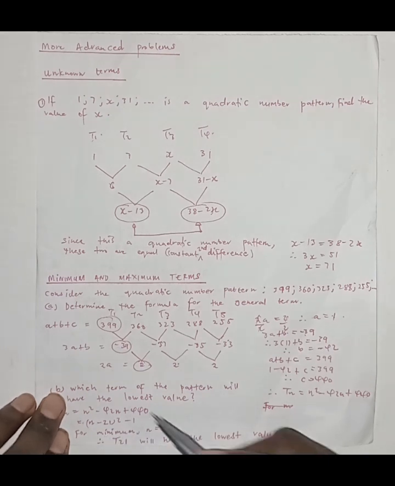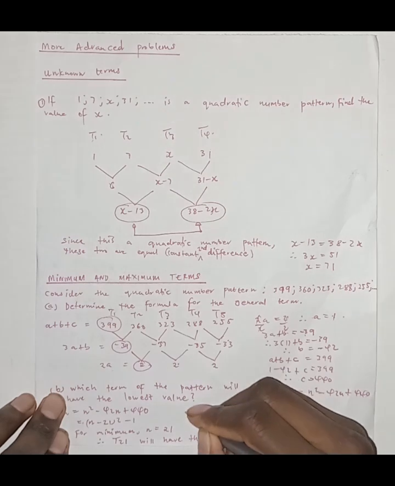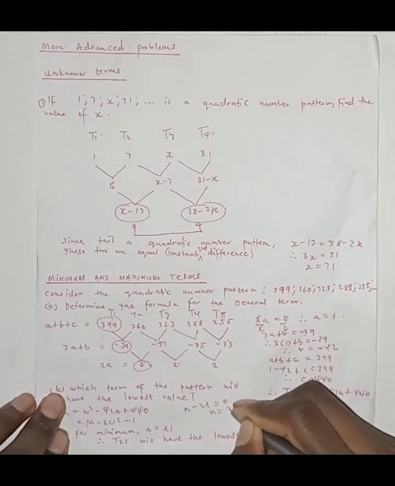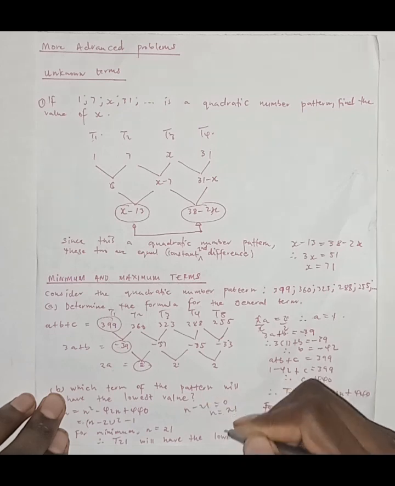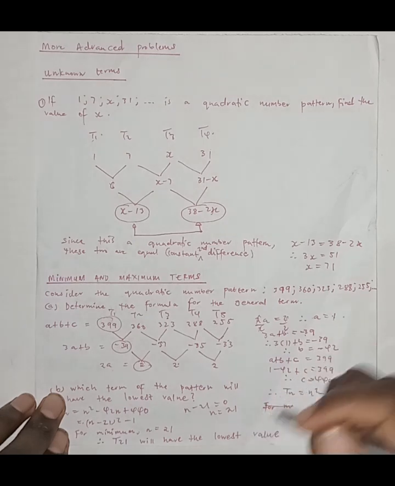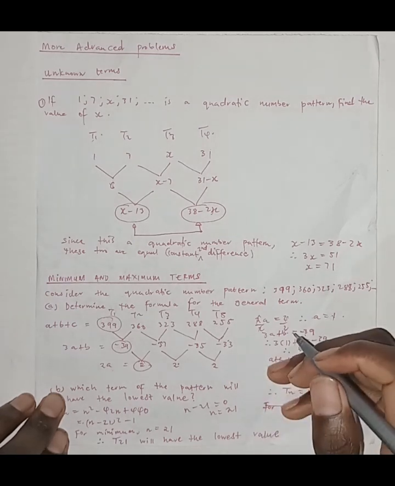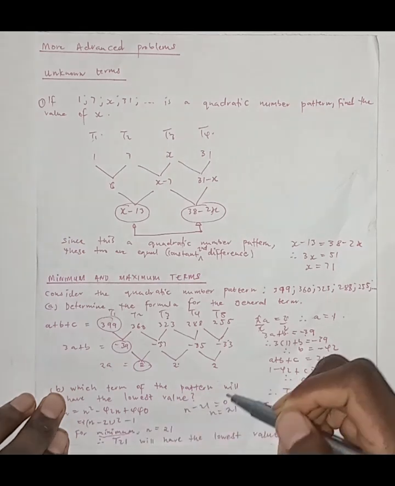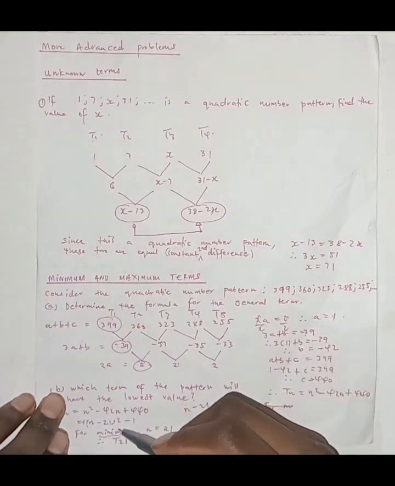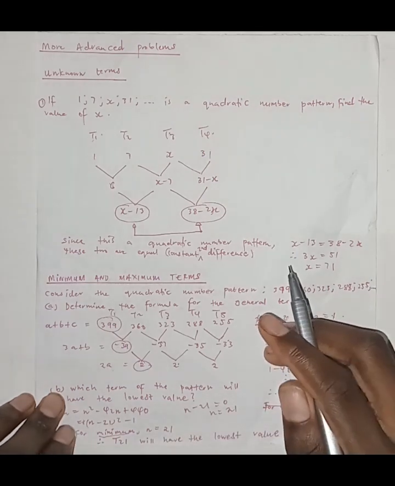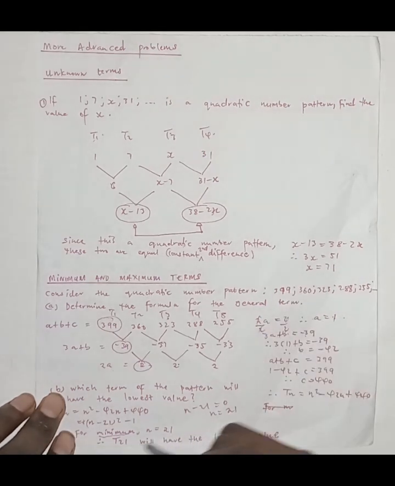All you do is just take what's in the bracket, n minus 21, equate it to 0. You take 21 to the other side, n is equal to 21. So for minimum, n is equal to 21. That's all that they are saying here. Remember, the reason why they're saying minimum is because a here is positive. If a was negative, they're gonna say for maximum, n is equal to 21. I hope we're on the same page there. Therefore, T21 will have the lowest value.